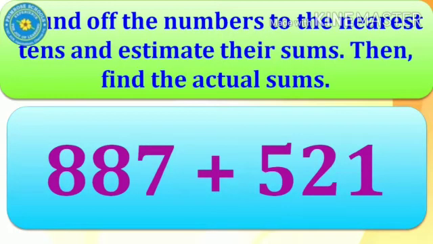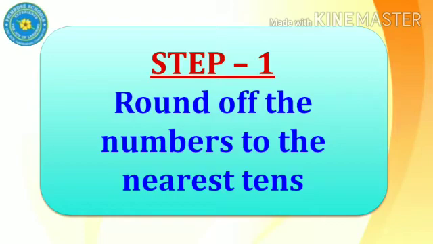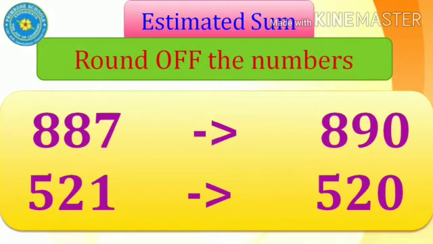Question number 3. Round off the numbers to the nearest tens and estimate their sums. Then find the actual sums. So the number is 887 plus 521. Let us go step by step. Step 1. Round off the numbers to the nearest tens. So 887 can be rounded off to 890. Very good. What about 521? That can be rounded off to 520.